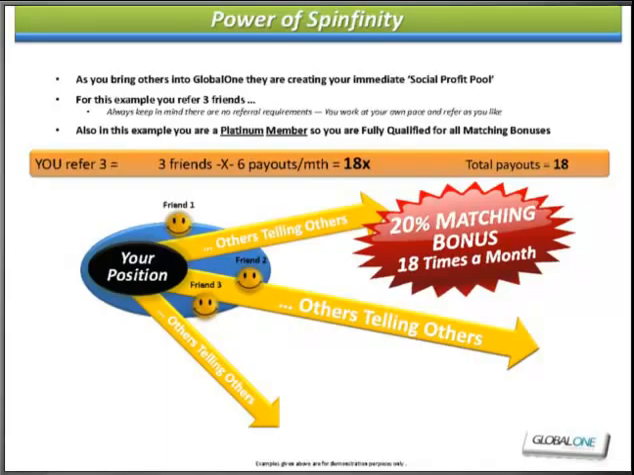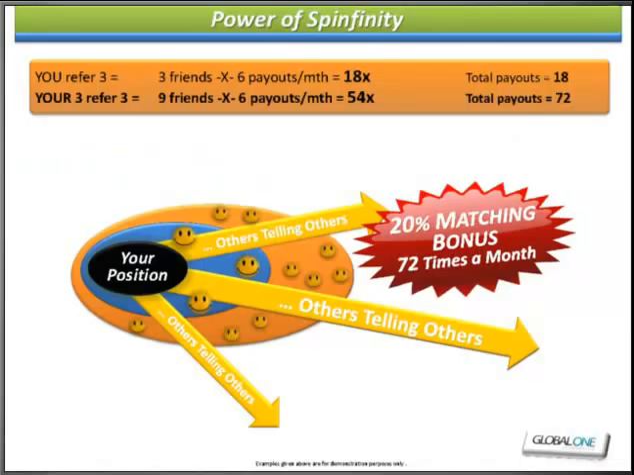So what is happening is that you brought 3 friends in. That means you're gonna get paid 6 times a month, matching bonus, 20% matching bonus on them. That means you're getting 18 payouts in 1 month on 3 people. Pretty simple math. Now what we've done is we expanded it. Those 3 people went out and got 3. Again, just simple math. I could have chosen 2, I could have chosen 5, I could have chosen 50. We're just trying to show how the system works and how it expands for you.